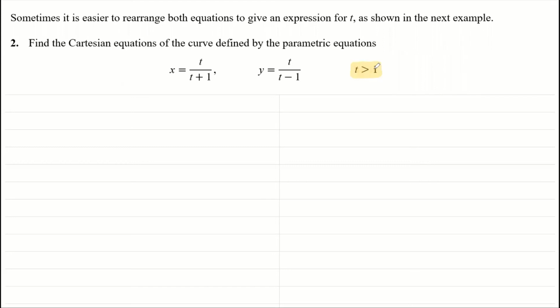So let's have a look at this. Now, if we just label this equation 1 and this equation 2, like so, we simply have to make t the subject in both. Okay, so that's what it means by rearranging both equations. So I'm just going to make a note of that and just be aware that this is a viable strategy. So make t the subject. Again, write this down, annotate your notes. Okay, it's really good for revision. Make t the subject in both equations.